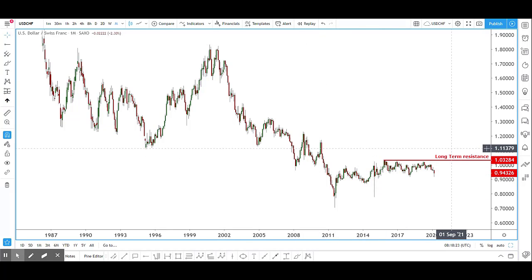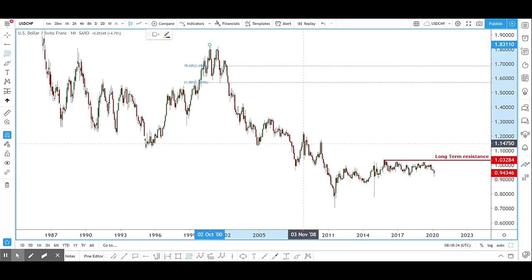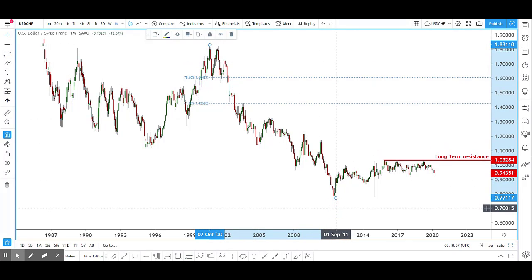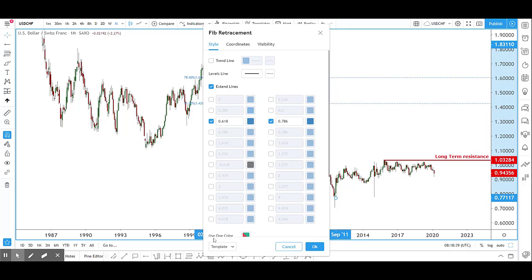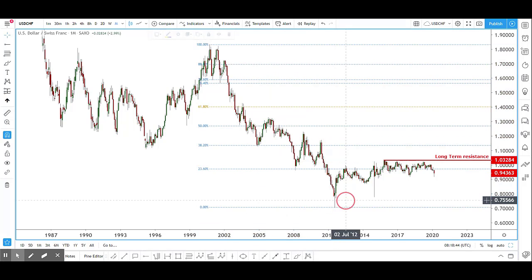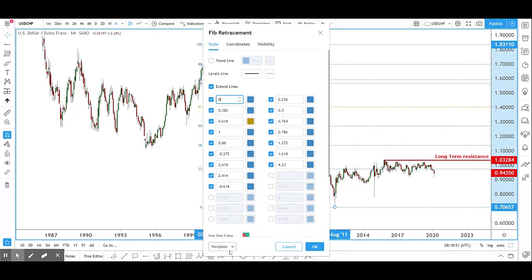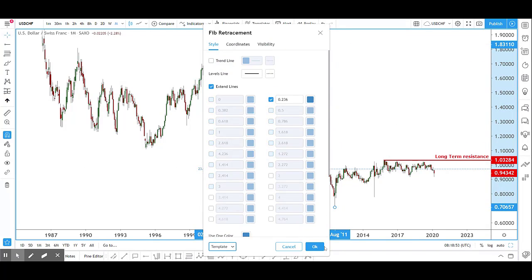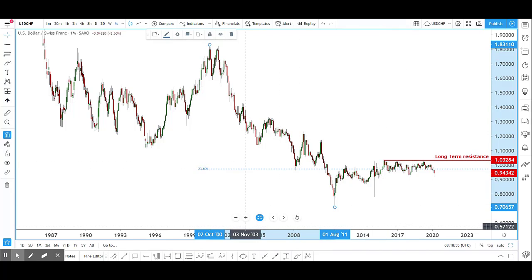Now we also want to see whether this long-term resistance falls in line with any Fibonacci ratio level. So what we do is we take the Fibonacci retracement and we take from the swing high, the super long-term swing high, all the way to the swing low, and we open up all the ratios. We see that this level falls quite close to the 23.6. So let's just leave the 23.6 here. It's definitely a big zone.